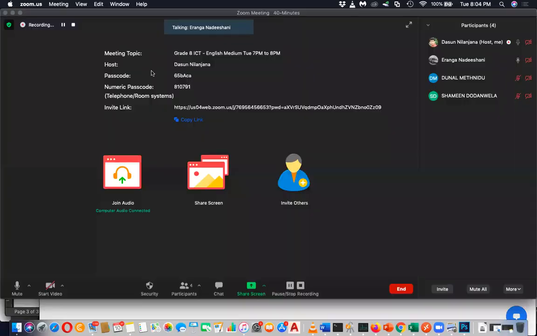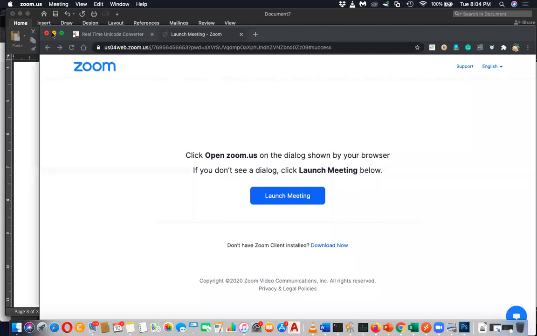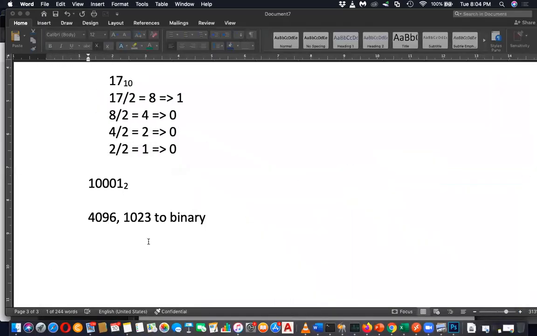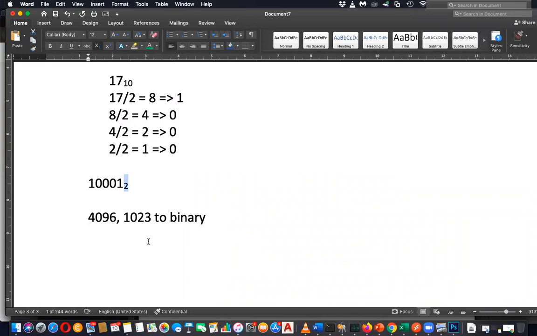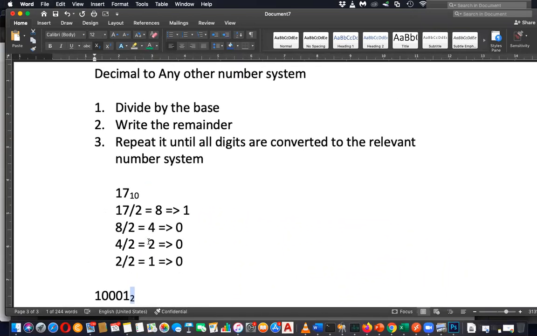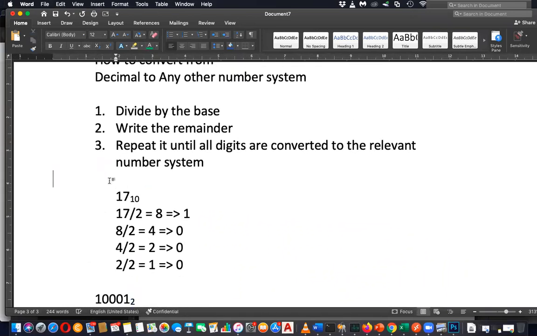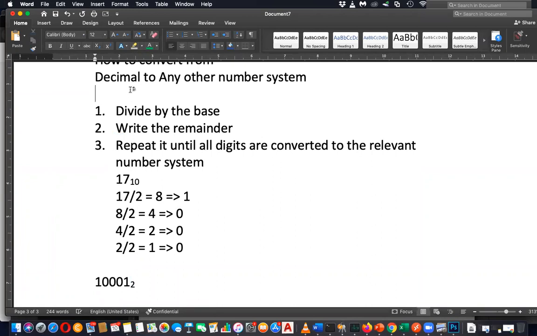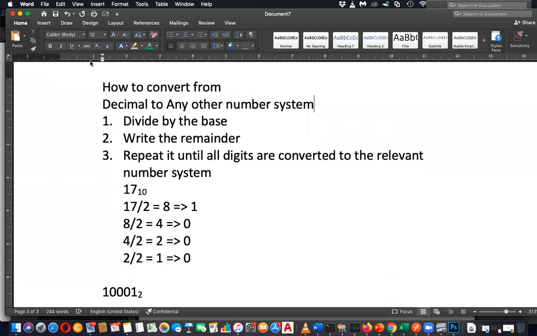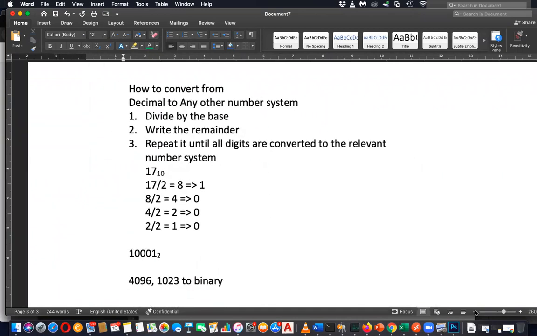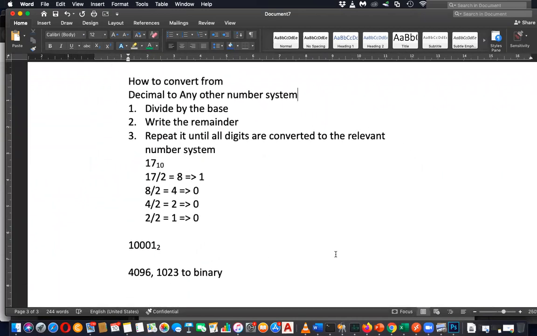What is the second one? The second one is 1023. The first one is 4096 and the second one is 1023. Those who wish to write down the note can write the note now. I'll share this, but if you wish to write down, you can write.